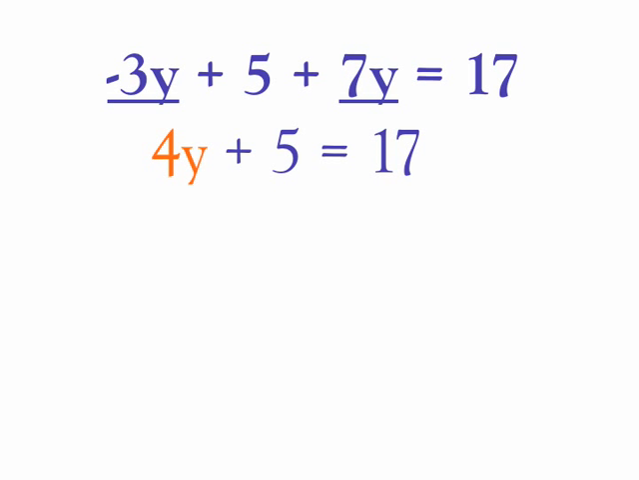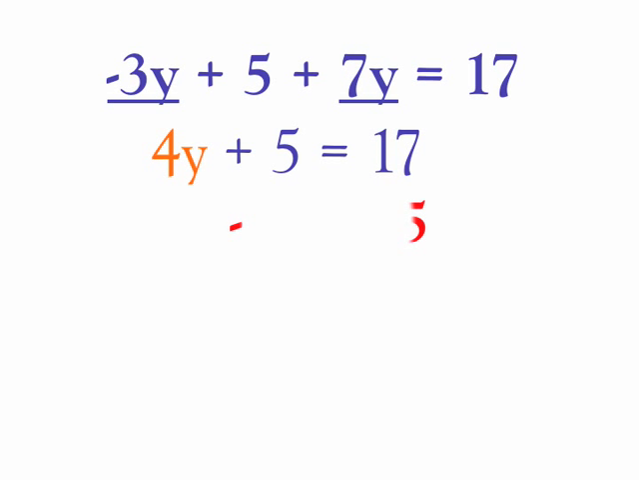Our third example. Again, no distributive property, but now I need to combine my like terms. My terms with the y are separated by a plus 5. Notice my terms with y: negative 3y and positive 7y. Together, using the properties of integers, they combine together to make 4y. Plus 5 is equal to 17.